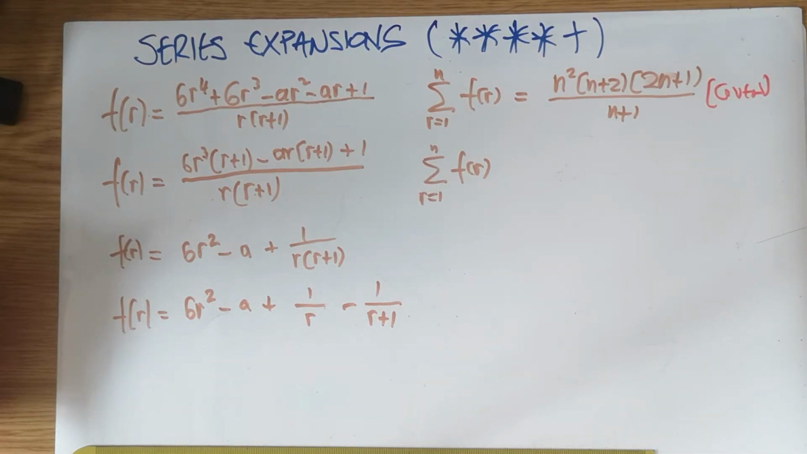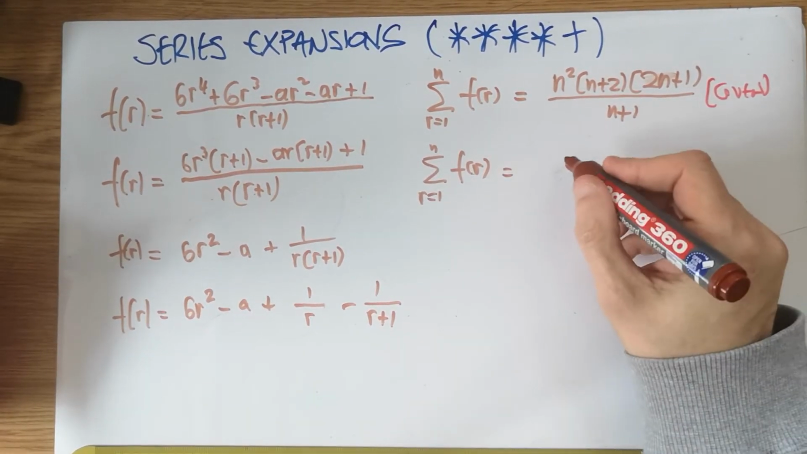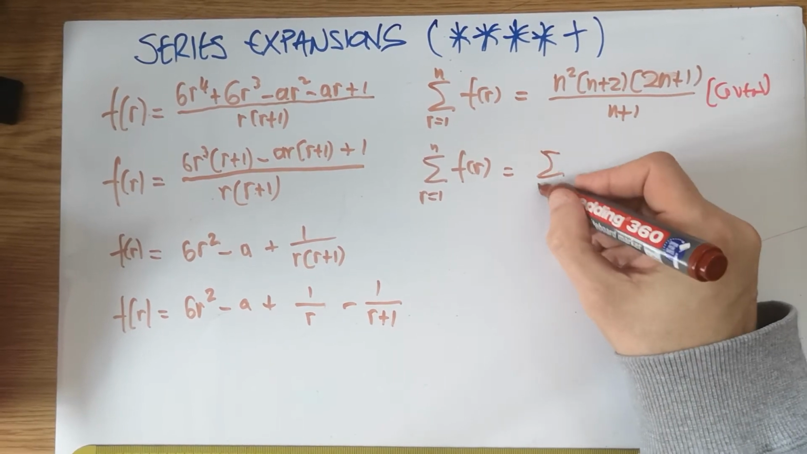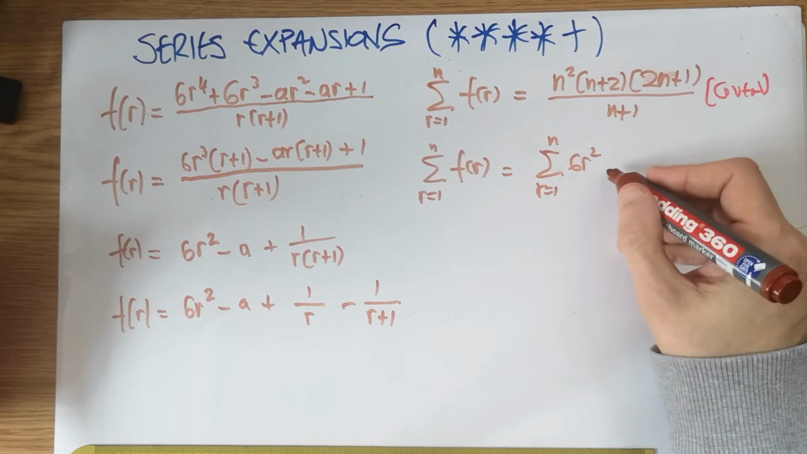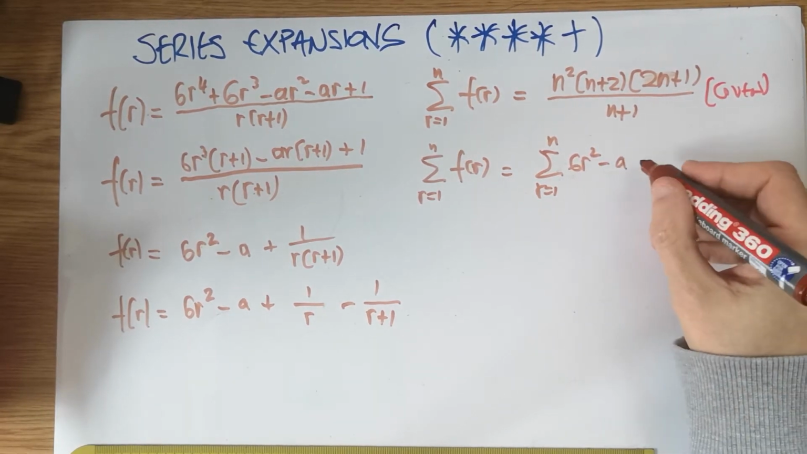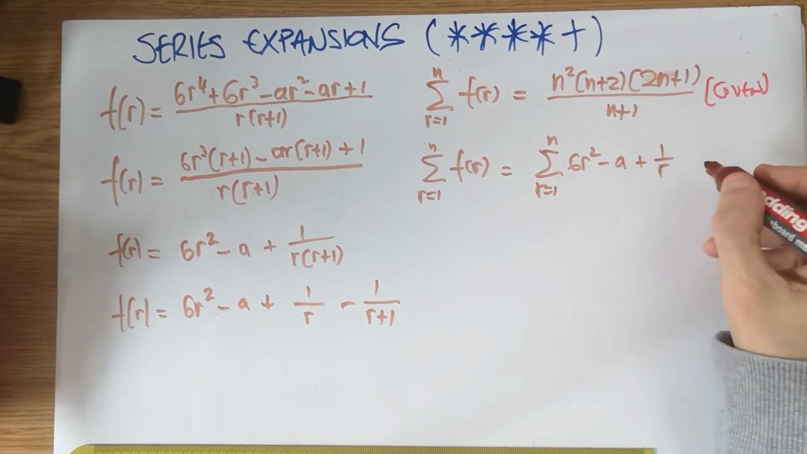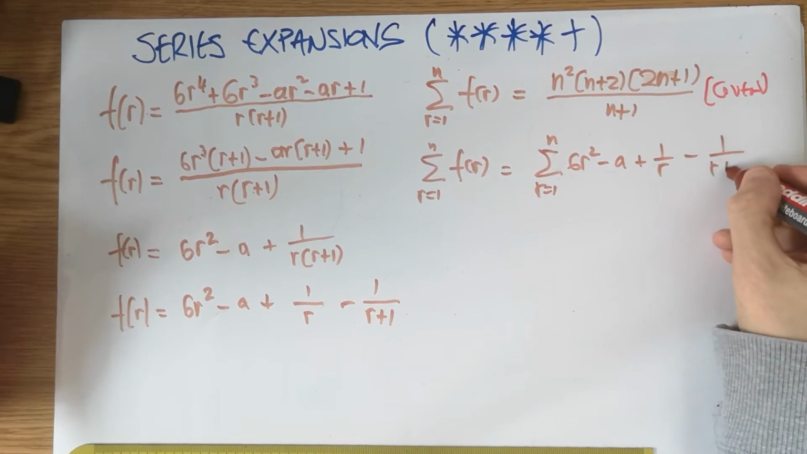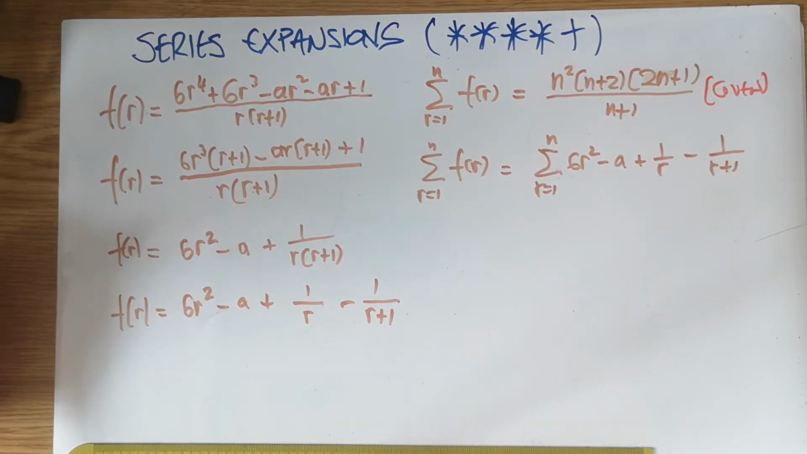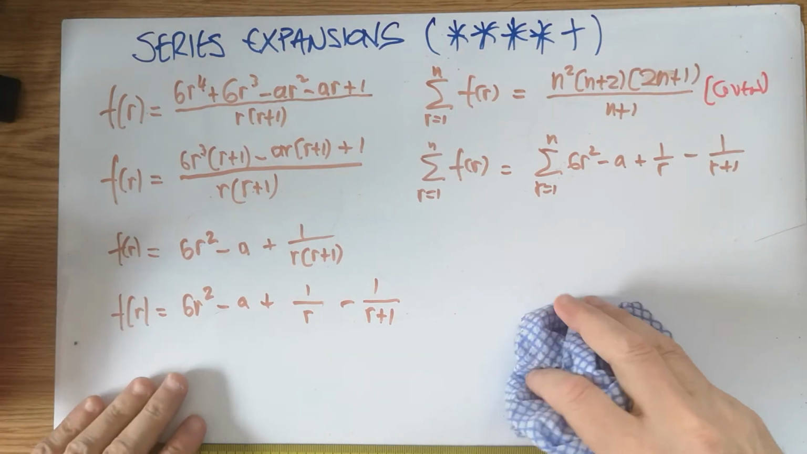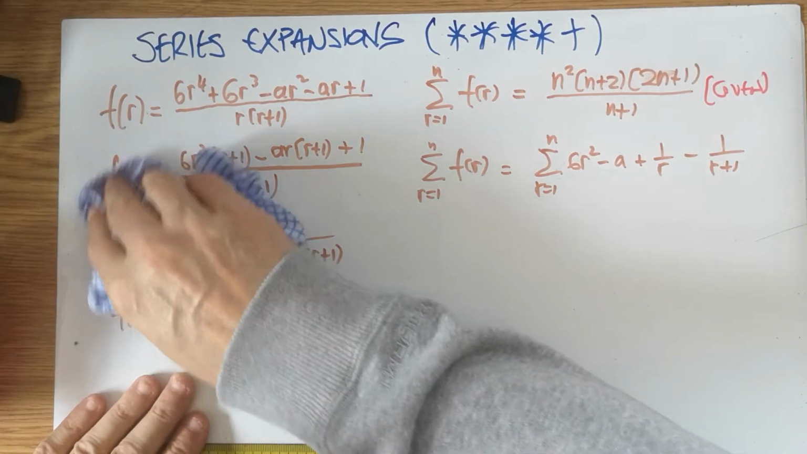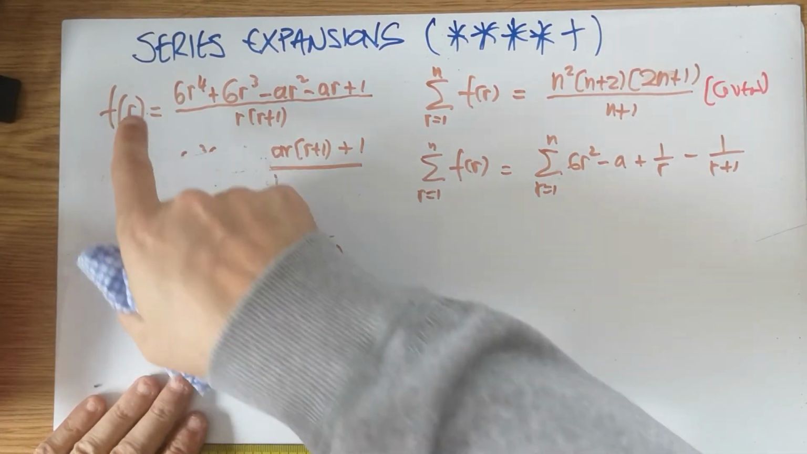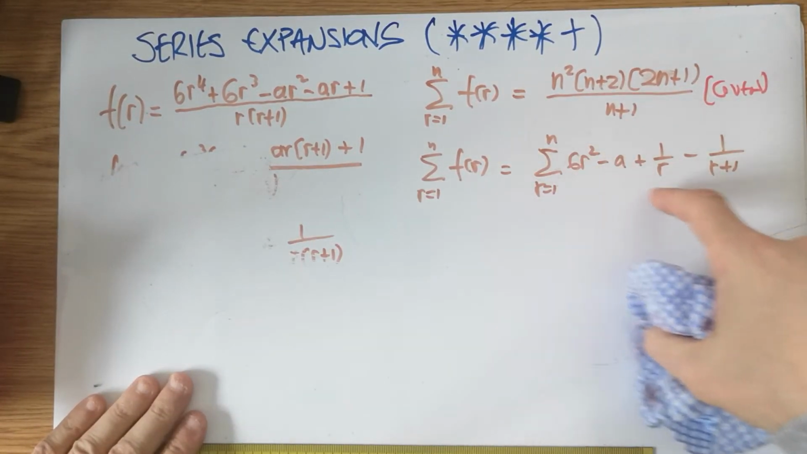Well, this is the sum of f of r. That is going to be the sum from r equals 1 to n of 6r squared minus a plus 1 over r minus 1 over r plus 1. Okay, let's make a bit of space. I'm going to leave that bit there because that was given to us. These are the manipulations that I've done to get my f of r into this form here.